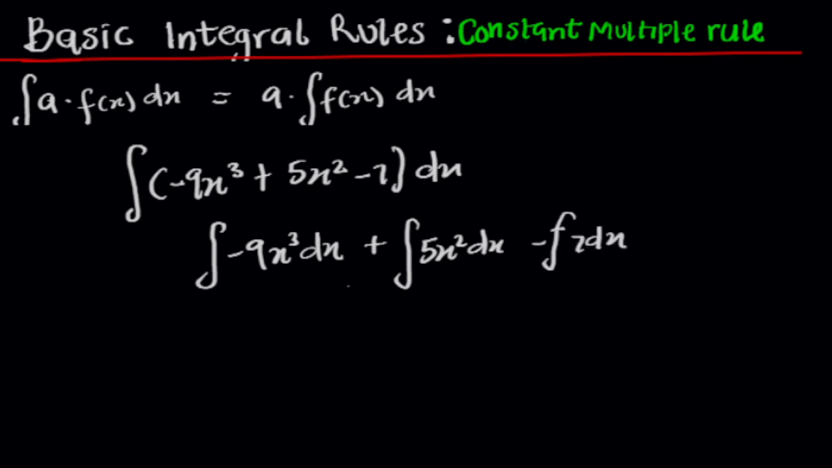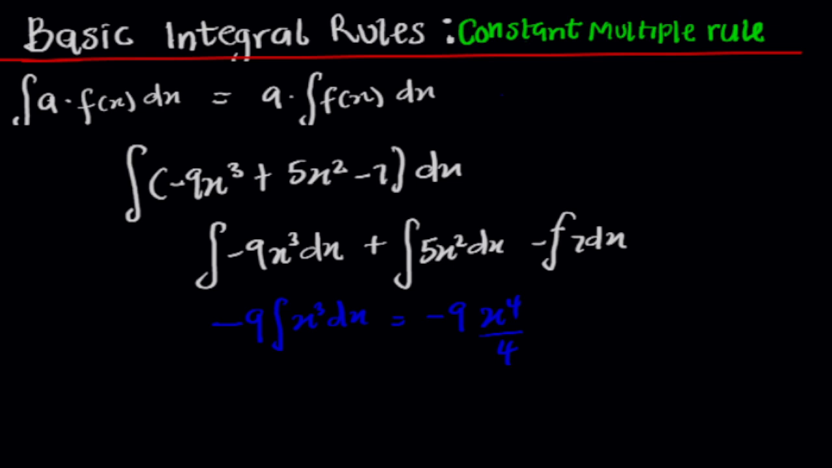So if I integrate this, I'm going to bring out the minus 9. I'm going to have the whole expression here to be minus 9 times the integral of x to the power 3 dx, which is also the same thing as writing minus 9x to the power 4 divided by 4. That's what you're going to have if you integrate everything here.